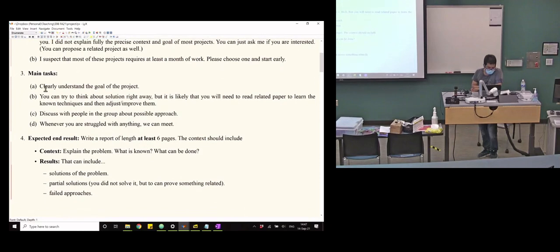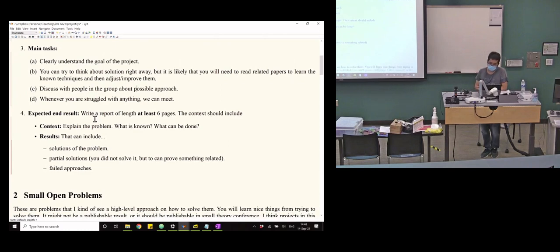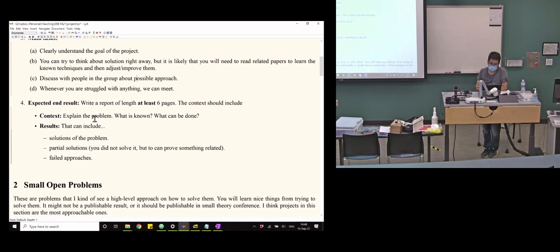And the main task is basically to try to understand the goal first. Talk with me maybe and really understand what the goal of the project is. And then try to think about the solution as soon as possible. You can try to directly attack the problem or read the related paper, which I will list below as well. Yeah, and discuss with people in the group. And if you struggle, we can just meet and talk. So it's like a research project.